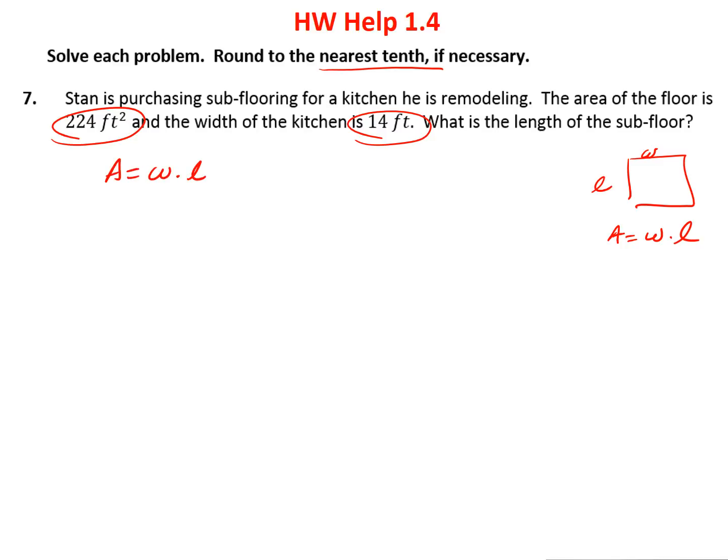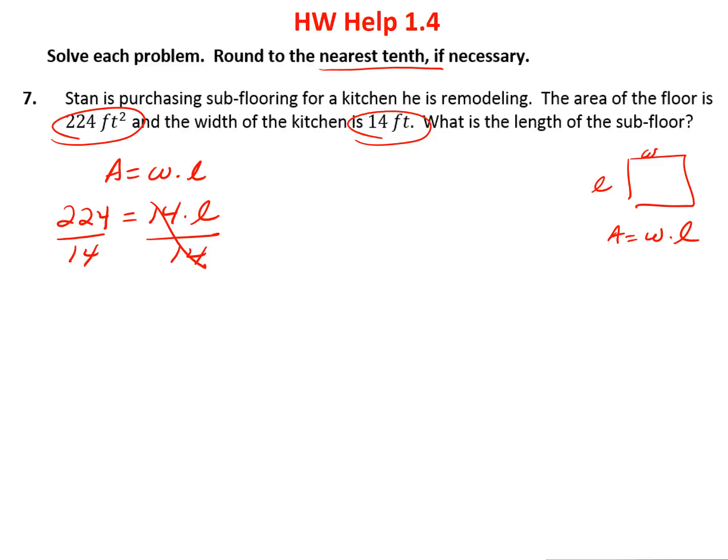Let's plug in what we know. We know the area is 224 feet squared. We know the width is 14. And what we don't know is the length. So we have a simple equation to solve. How do I undo 14 times L? I divide by 14. Got to do it to both sides, though.